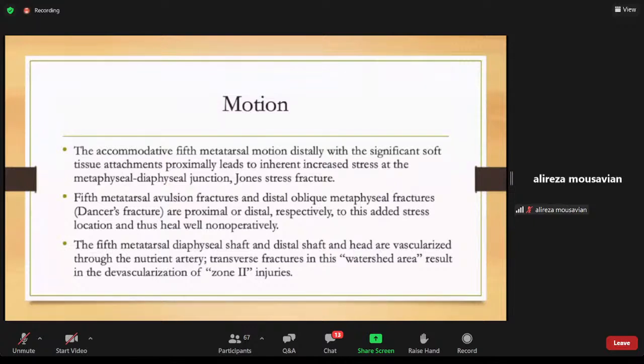Also proximal or distal to the Jones fracture, we have the proximal avulsion fracture and the distal oblique metaphyseal fractures, and both of these fractures can be treated non-operatively.